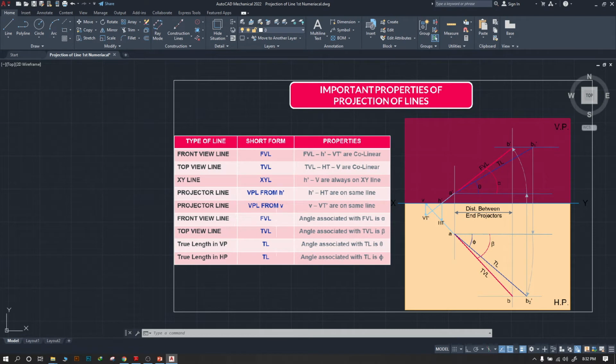Front view line, short form front view length. The angle associated with the front view length is alpha, which is mentioned in a red color line. Similarly, top view line TVL, the angle associated with the top view length is beta, which is also mentioned in red color in the horizontal plane. True length, that is TL, the angle associated with TL in the vertical plane is theta, and the angle associated with the TL in the horizontal plane is phi.